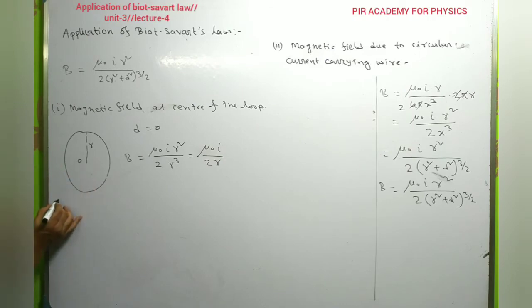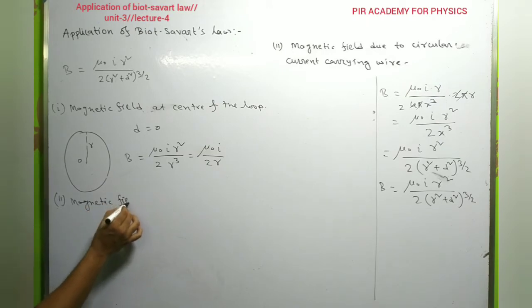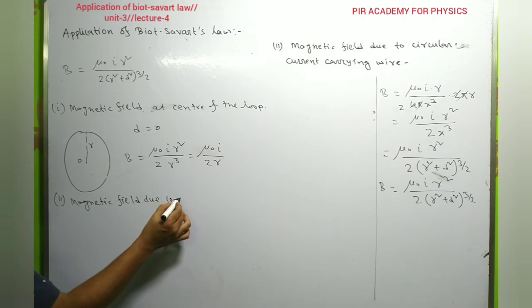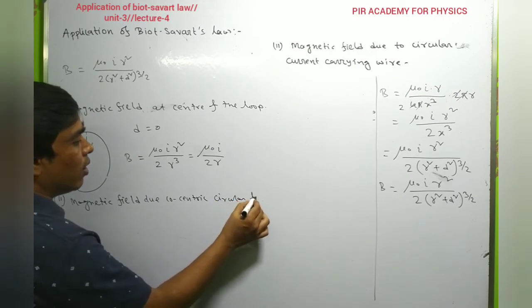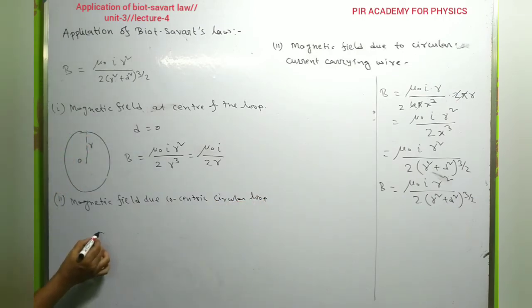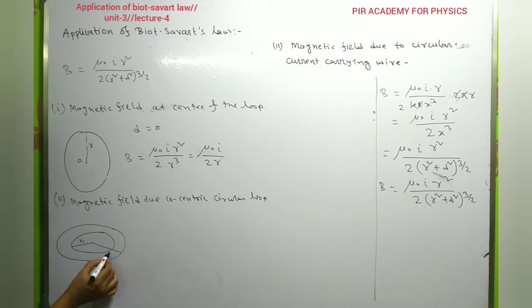So this is condition number 1. Now number 2: suppose the magnetic field due to a concentric circular loop. Suppose this is one loop, and there is another loop. The radius of the inner loop is R1 and the radius of the larger loop is R2. The direction of current is in the same direction.